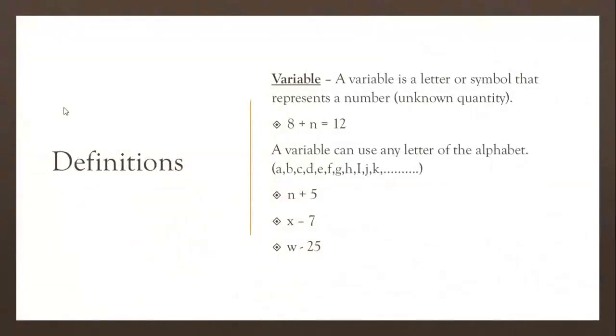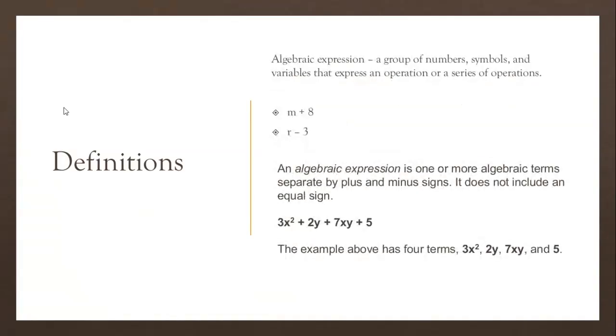So firstly, we've talked about this before. A variable is just a letter or a symbol that represents a number, and we can use any letter in the alphabet. So you would have seen this in the beginning of the Algebra 1 unit. We used a lot of different letters. So it doesn't have to be just the letter X, it can be any letter of the alphabet.